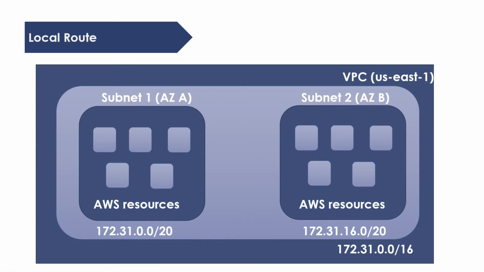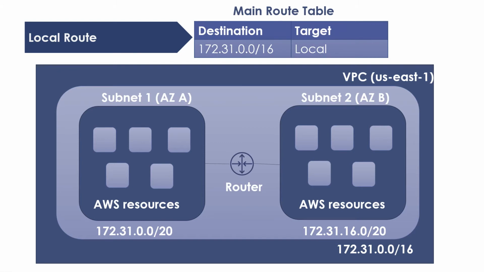Whenever you launch a new VPC, it comes along with a router and you will automatically have a main route table attached to the VPC with the default route which has the destination as the IP address of the VPC and the target as local. This allows the subnets within the VPC to communicate with each other. So this is how the components within the VPC are connected.